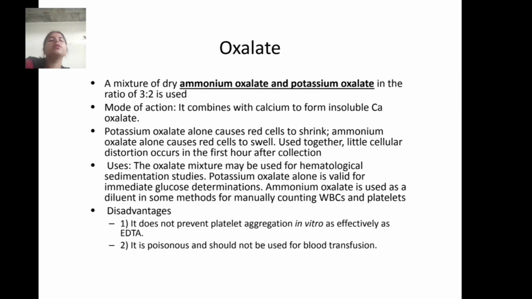And next are the uses. What are the uses of oxalate? The oxalate mixture may be used for hematological sedimentation studies. Potassium oxalate alone is valid for immediate glucose determination. Ammonium oxalate is used as a diluent in some methods for manually counting WBCs and platelets.